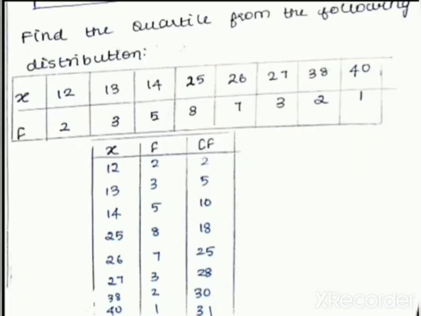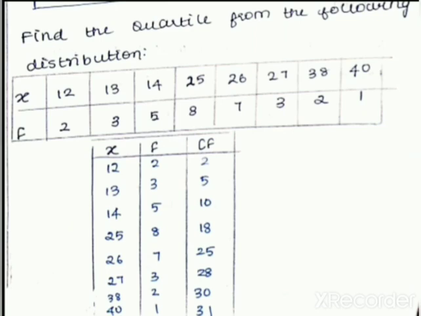Our next example is find the quartile from the following distribution. Here discrete data are given, so we have to find the quartile for this data. So x and f are given. Let us construct a table. Let us put the x values in the first column and the frequency in the second column. Next we have to find the cumulative frequency. We know how to find cumulative frequency.